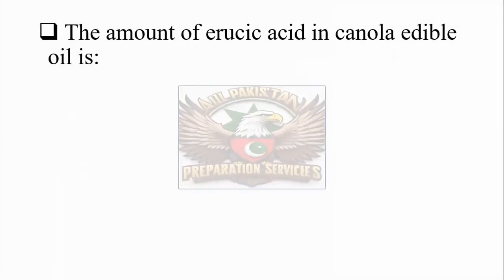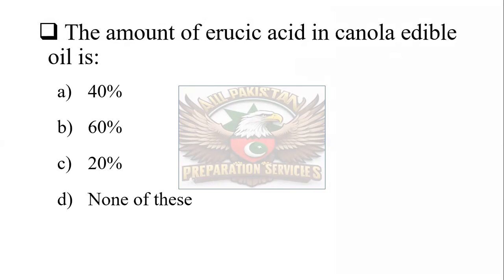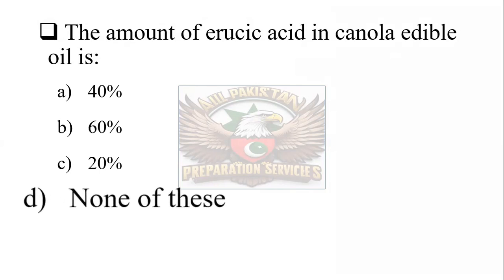The amount of erucic acid in canola edible oil is 40%, 60%, 20%, or none of these. And the correct one is none of these. Erucic acid in canola edible oil is 0, and other brassica families contain just 2% of the erucic acid.